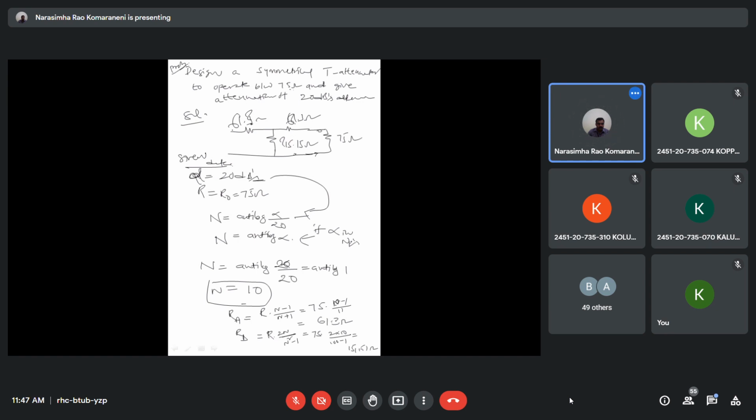Okay. Now, if we apply some signal to this circuit, it will produce an attenuation of 20 decibels. The signal we apply will be reduced by the circuit to the attenuated value. With this attenuation we got this output signal here.